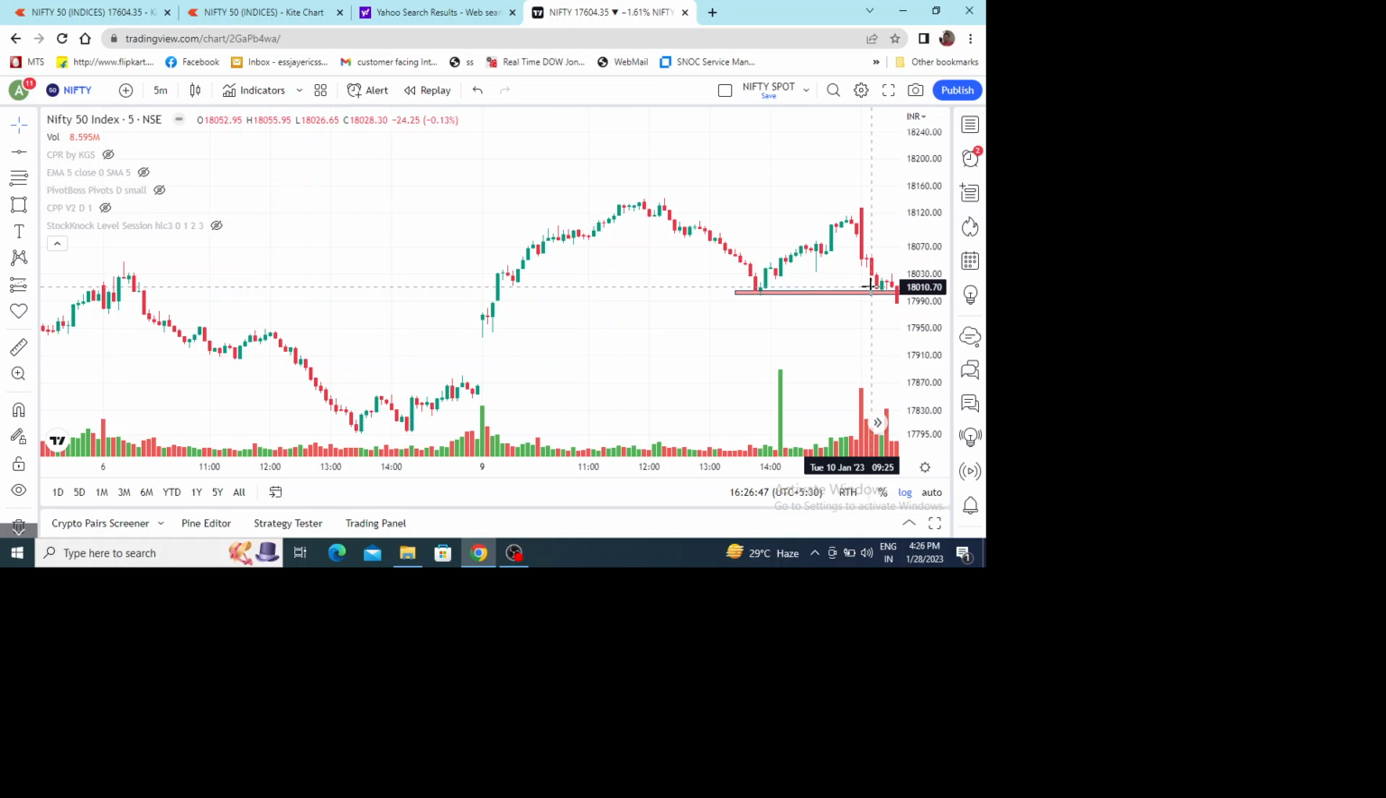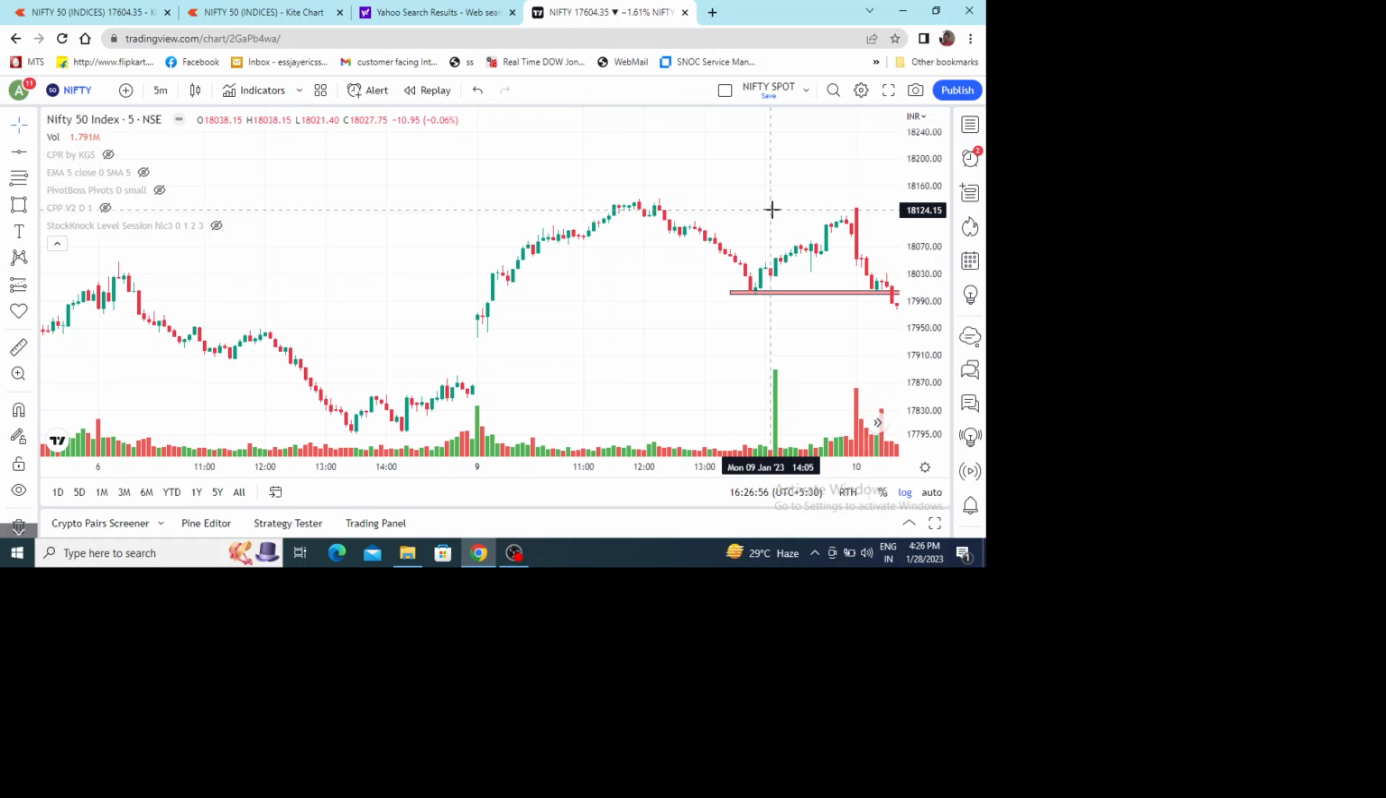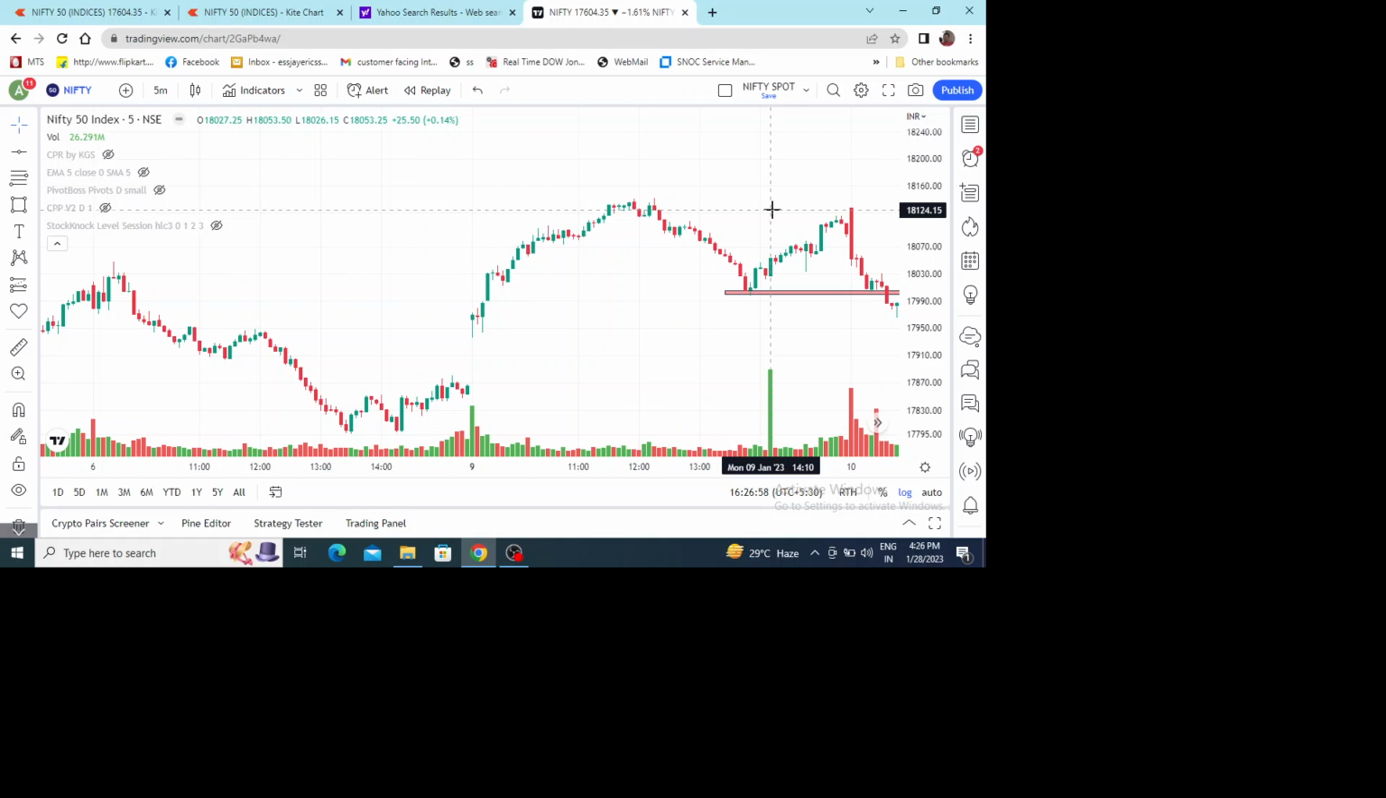So what does it mean? It has tested here, it has tried to move, and this level has been broken. Once this level has been broken, you can initiate a short trade. And what will be the target? My first target will be this area, and the second target will be this area, because it is yesterday's low area, which will be my next support zone.